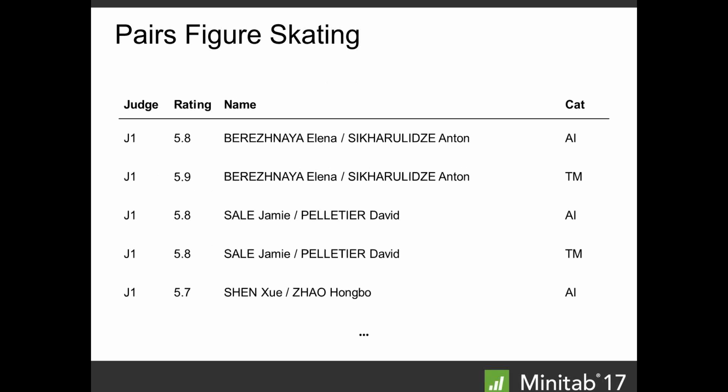So here we have our data set again. Now this data set looks a little different, but you have a judge column. They're coded as J1, J2, J3. You have a rating column, so that's what the judges rated. And here you see they go down to the 10th of a point. Last time it was down to half a point. These will go all the way to a 10th of a point. You have the name of the skaters. Actually this includes both teams that we're interested in, the first 2 there. And then which category it was, artistic impression or technical merit.